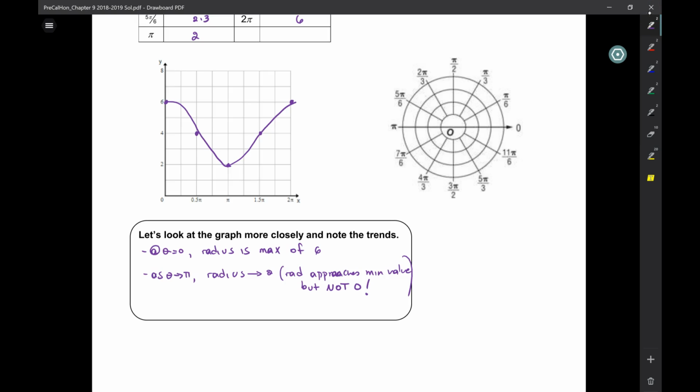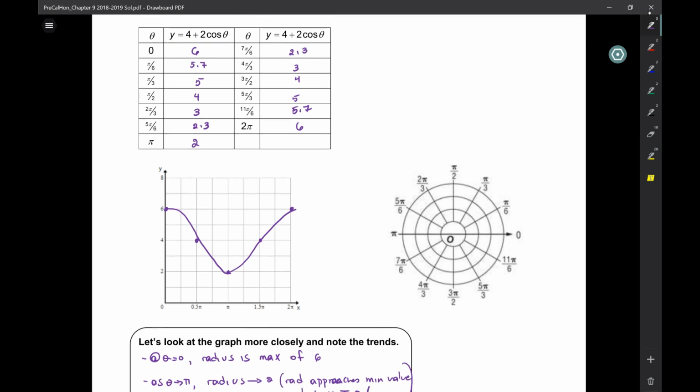Let's go by 2s again. So that's 2, 4, 6, 8. Hang on. When theta is 0, the radius is 6. At pi over 6, it's 5.7. Pi over 3, it's 5. Pi over 2 is 4. 2 pi over 3 is 3. 5 pi over 6 is 2.3. And then at pi, it's at 2. So look at that. I'm sorry, that's the closest it's ever going to get.